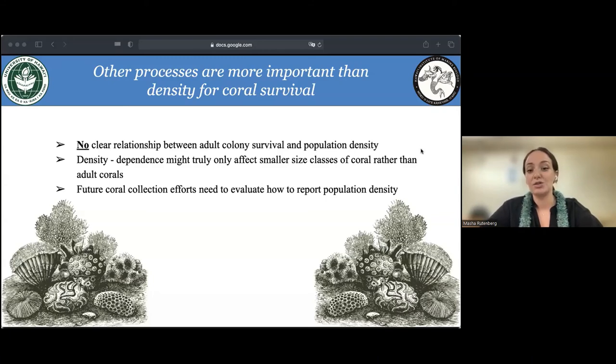Density dependence might truly only affect smaller size classes of coral rather than adult coral, and further coral collection efforts need to evaluate how to report population. We argue that there are potential factors not considered in regard to the relationship between coral demographics and density. We encourage coral reef scientists to incorporate a measure of population density in addition to coral cover to establish a more standard process that will allow a comprehensible analysis of density-dependent relationships.